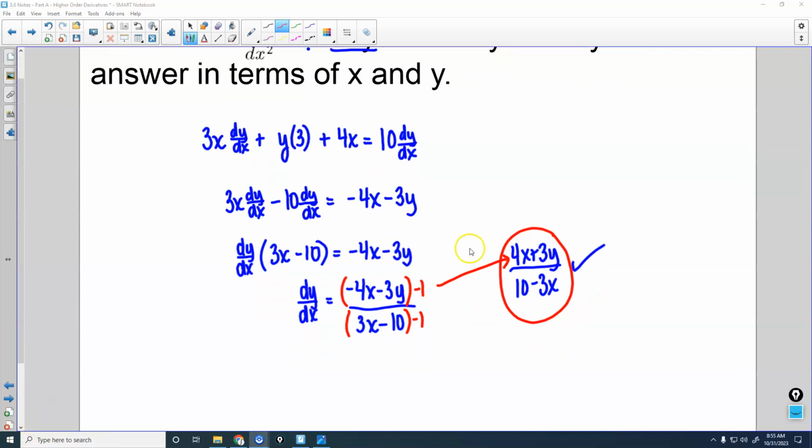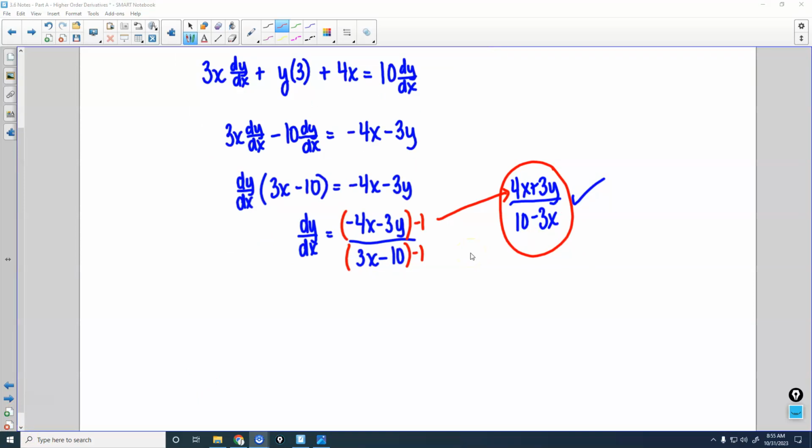Okay, I'm on this problem. All right, so I think I'll use the one that Luke got because it has a few less negatives. So if we take the second derivative, then we will do quotient rule, 10 minus 3x. It's really important to have parentheses here. If you don't have parentheses, it doesn't turn out right. So you got to have those parentheses.